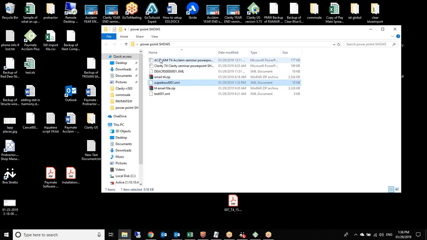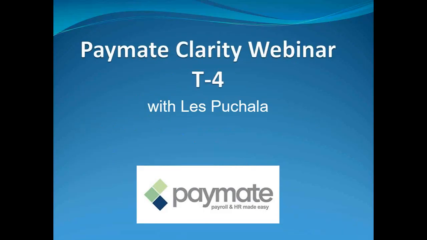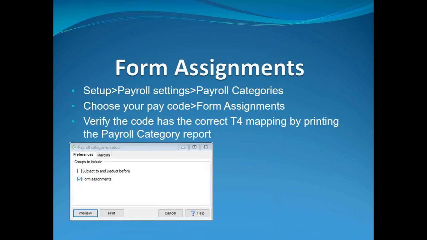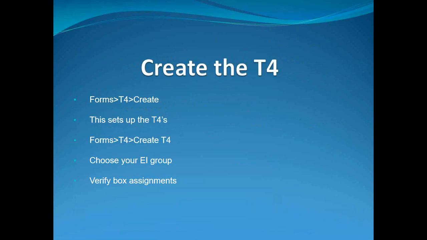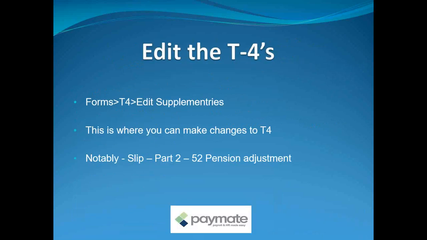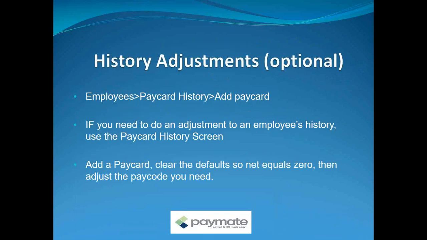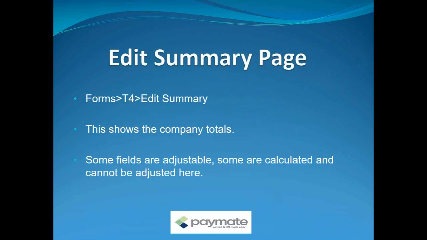Okay. So let's see where we are. We'll just kind of do a little rehash here. So yeah, we created the T4. We checked out our mapping. Okay. If we had to edit it, we could do that right in the supplementary screen. If we do have to make a history adjustment, the only thing is you'll have to rerun and create the T4s again. Edit the summary page if you need be, or just kind of look it over.